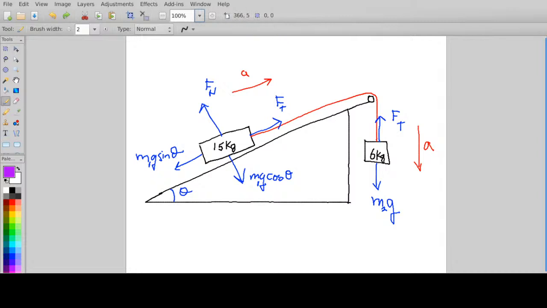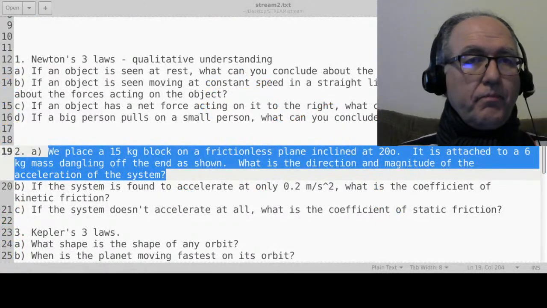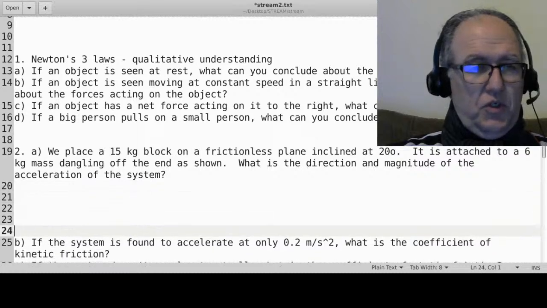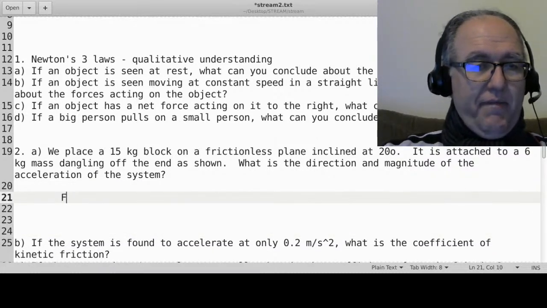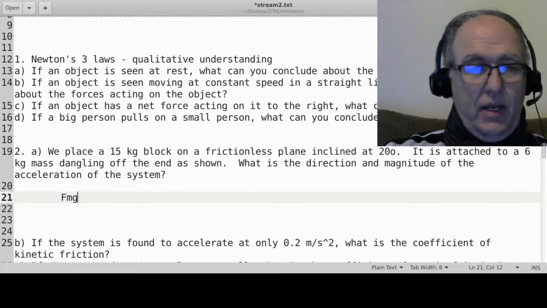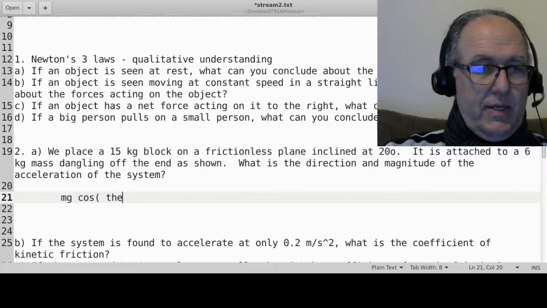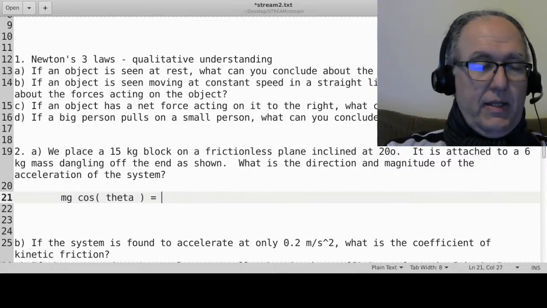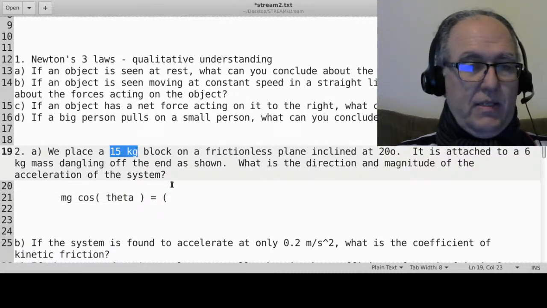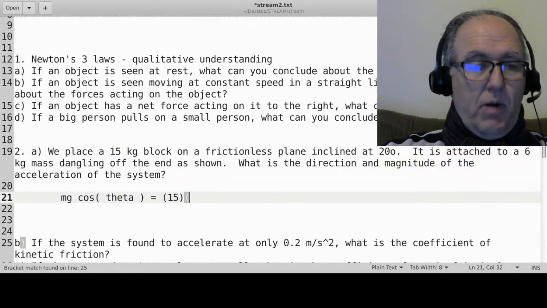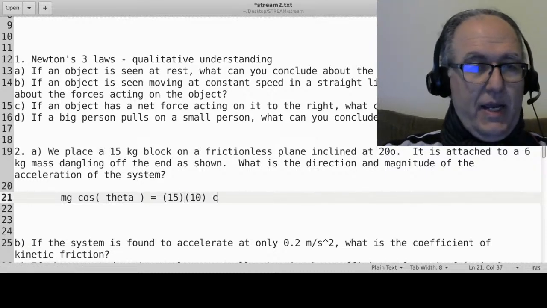Okay, so let's start putting in some numbers here. Okay, let's start with this one, mg cosine theta. All right, and so over here, I'll do the solution right here. So we have mg cosine theta, and I have to write out the theta like that, okay? This is the perpendicular component of gravity. It's going to be 15 kilograms, right? Because that's the block on the plane. Okay, 15 kilograms multiplied by 9.8, rounded off to 10, and then the cosine of 20 degrees like that.